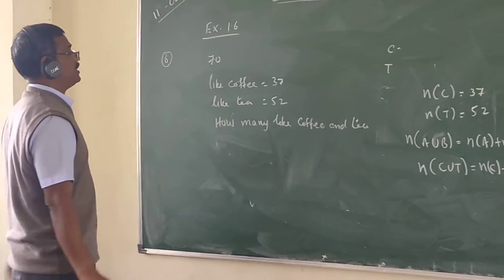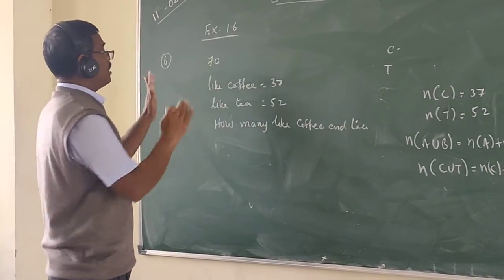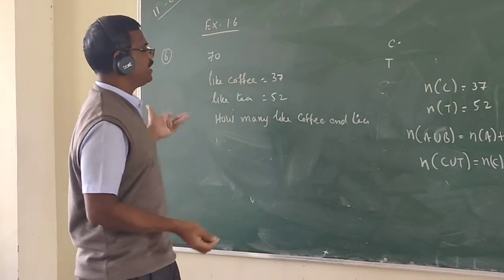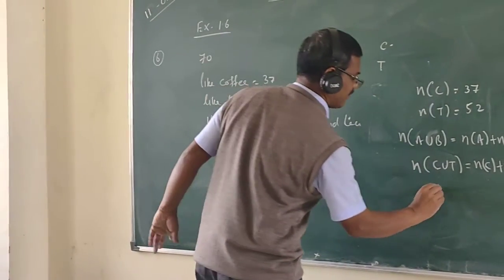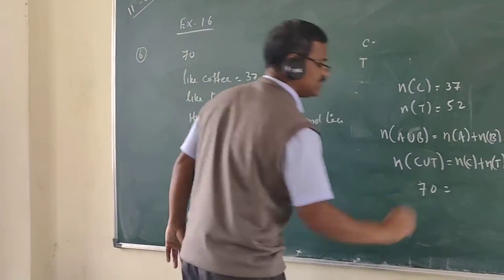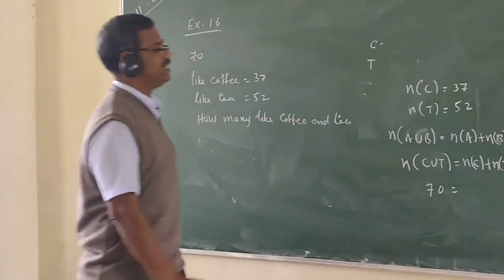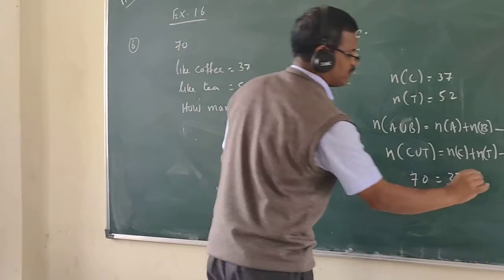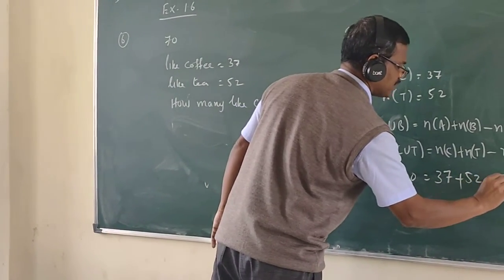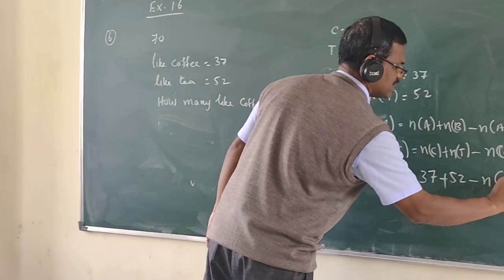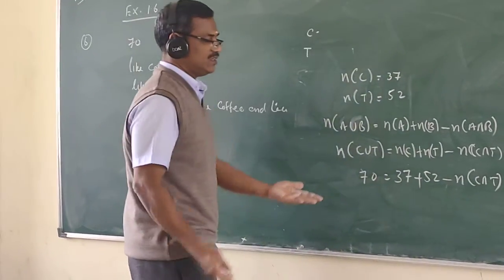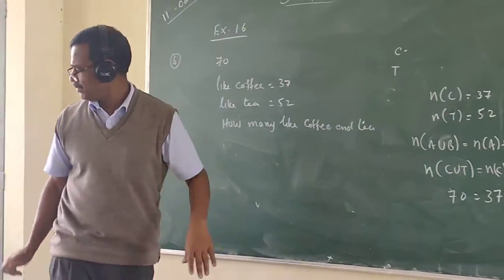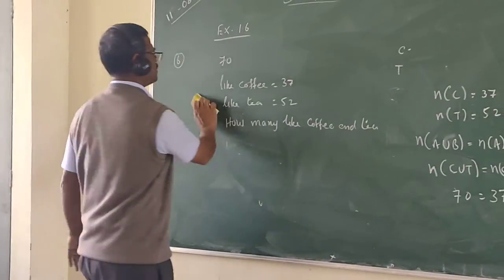The number of C union T, because it is given that there are 70 people, so coffee and tea together is 70. So it becomes 70 equals the number of C, which is 37, plus the number of T, which is 52, minus the number of C intersection T. That is what we have to find out. So bring this one here and simplify. Very simple. One more question, so I will explain it.